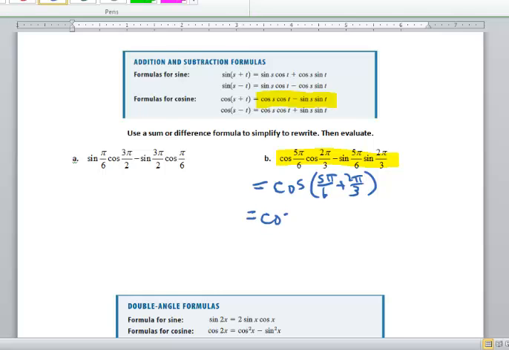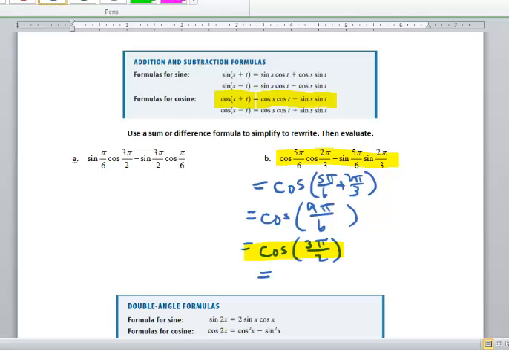And again, 5 pi over 6 plus 2 pi over 3 is 5 pi over 6 plus 4 pi over 6, which is going to be 9 pi over 6, and 9 pi over 6 is just 3 pi over 2. So again, remember the directions said simplify to rewrite it. So now I've simplified it and rewritten it as the cosine of 3 pi over 2, which is basically the left-hand side of our formula for the cosine of a sum. And now I can evaluate it.